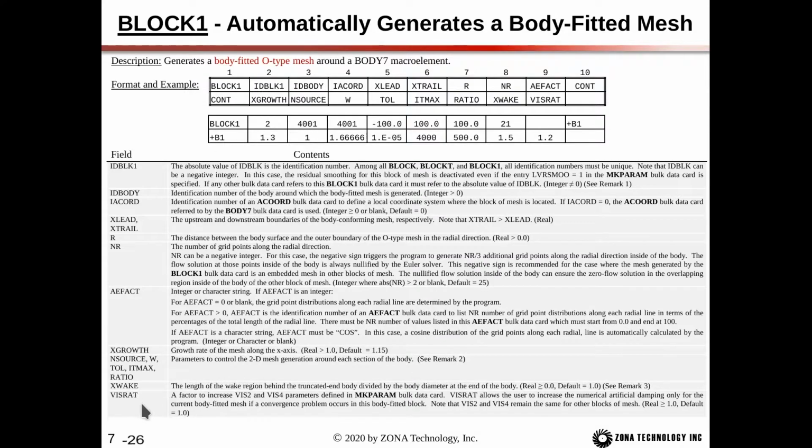And this option existed before we had the option in the MK param to list an individual Viz2 and Viz4 value for each block. So nowadays, this would just be set to 1, and then you could use the option in the MK param to list out the individual Viz2 and Viz4 parameters for each block. Or you could use this as well, whatever you find easier.